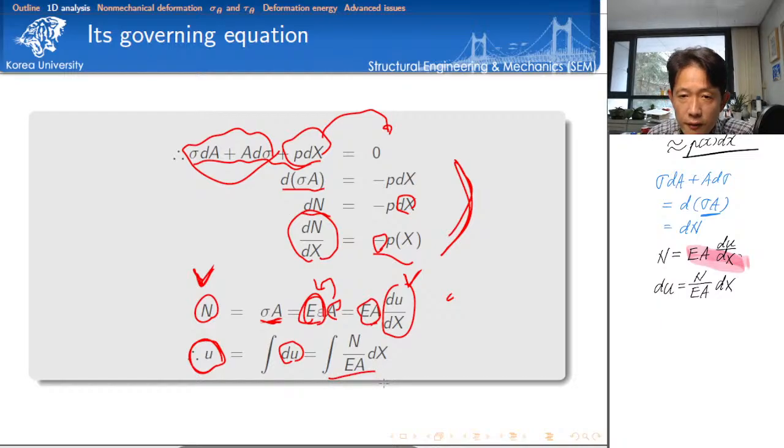This is the full governing equation. So using this relation, we can obtain the information of the internal force, and then the normal stress, and then strain, and then displacement field. Is it clear? Do you have any questions for the derivation of the governing equation? So these equations are called governing equations.